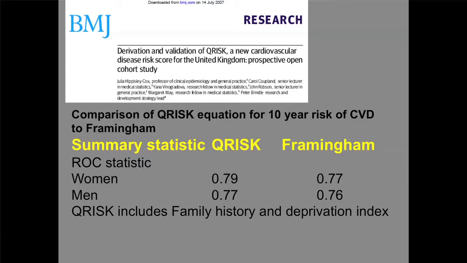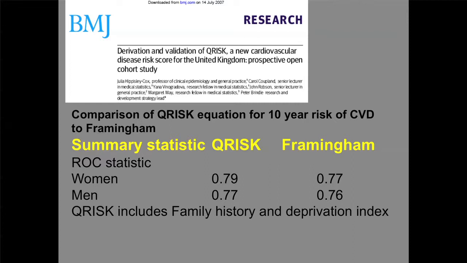So in the UK, there are a number of other risk scores that were used, and one of them that's used in many practices in the UK now is QRISK. And as you can see, there's a comparison here, and males and females have different areas under the ROC curve, but in both cases, the improvement was actually pretty small. So it goes up from 0.77 to 0.79 in women, and 0.76 to 0.77 in men. This particular risk score includes family history and deprivation index, things which I've already mentioned. Family history, of course, relates to genetics in part.